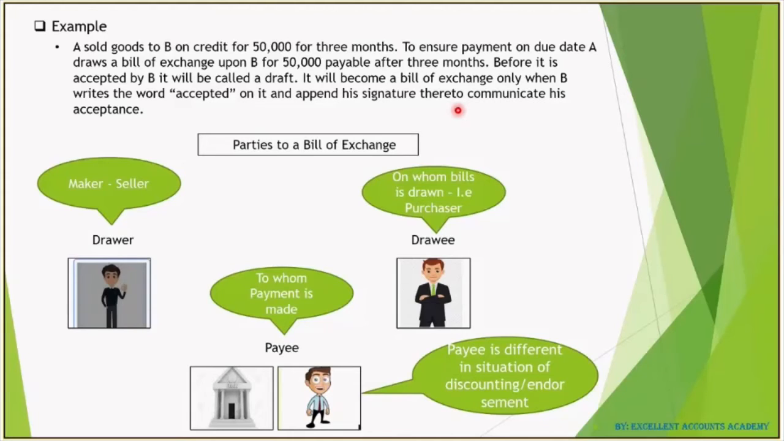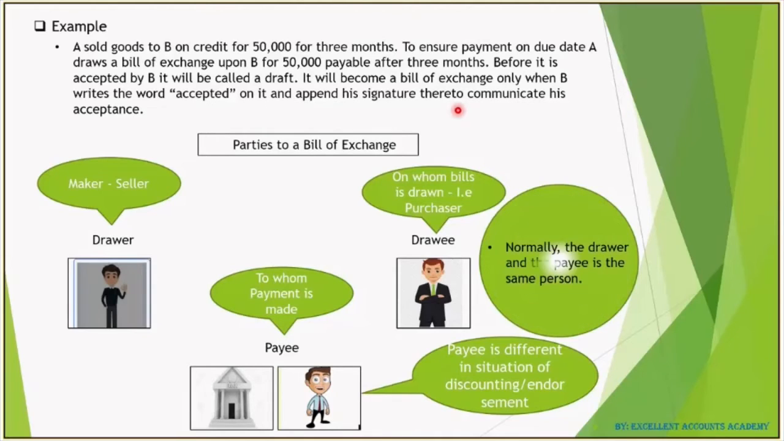I'll talk about different terminology like discounting and endorsement in my next slide. So let's move on to the next slide. Okay. The next negotiable instrument is the promissory note.